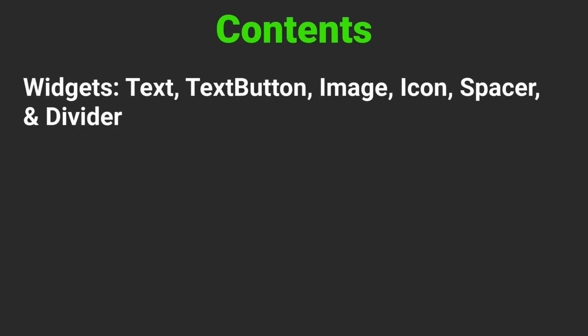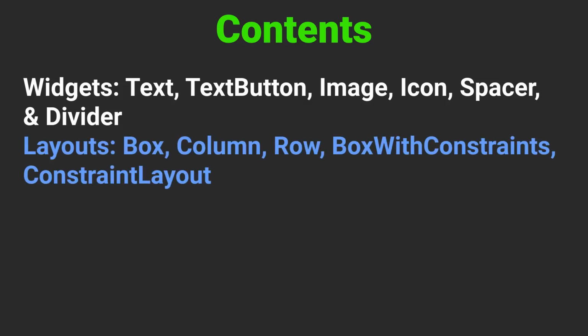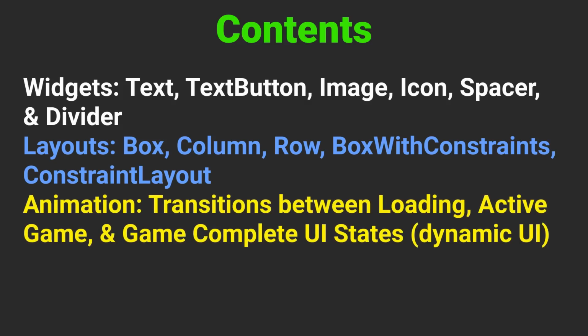This video is full of a ton of information, so please take a look at the timestamps in the description box below. Topics include basic widgets such as text, text button, image, icon, spacer, and divider. Layouts such as box, column, row, box with constraints, and my favorite, constraint layout. Simple transition animations to animate between a loading screen, active game, and a complete game.